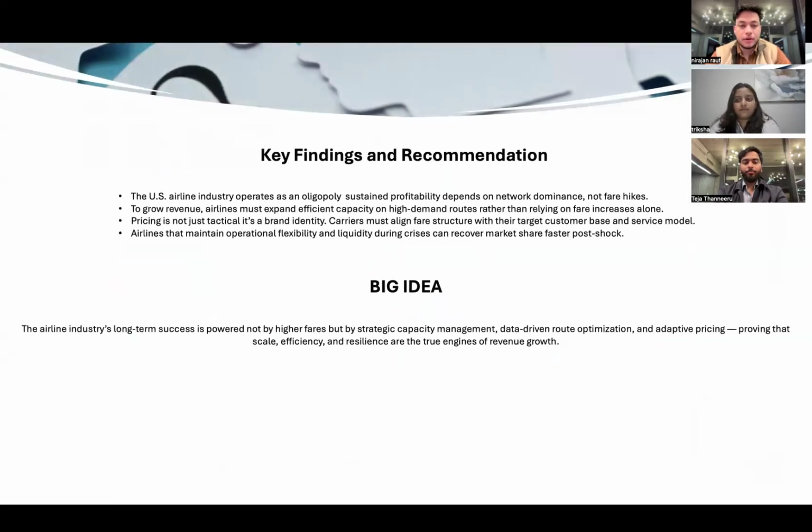So our key findings and recommendations included different points. We took the suggestion of our professor, so we didn't focus on the dynamic pricing of the entire industry, but we looked at long-term pricing strategy and how it impacts the overall revenue of different companies across the industry. So we came to the conclusion that the U.S. airline industry operates as an oligopoly, as my friend mentioned earlier.